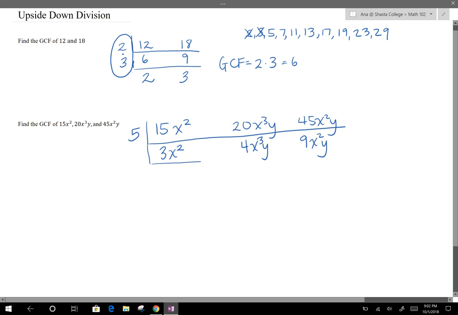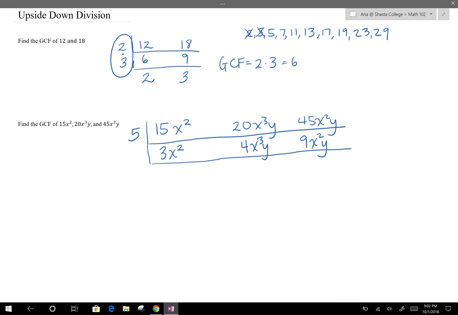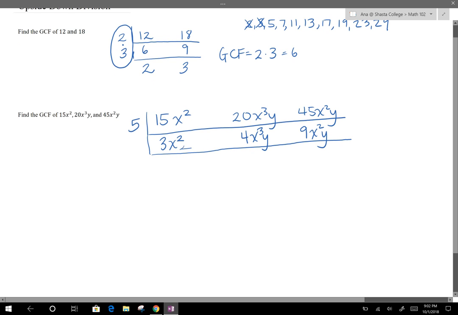And I go again. Looking at my numbers, 3 and 4 don't share anything in common. Even though 3 and 9 do, when I'm looking for the greatest common factor, it has to be common to all three. So I have no more numbers that are common to 3, 4, and 9. They're relatively prime together. But if you notice, each term has an x component. And so I can take out an x. And what I'm doing is I'm actually taking out the most number of x's that are common to all three.